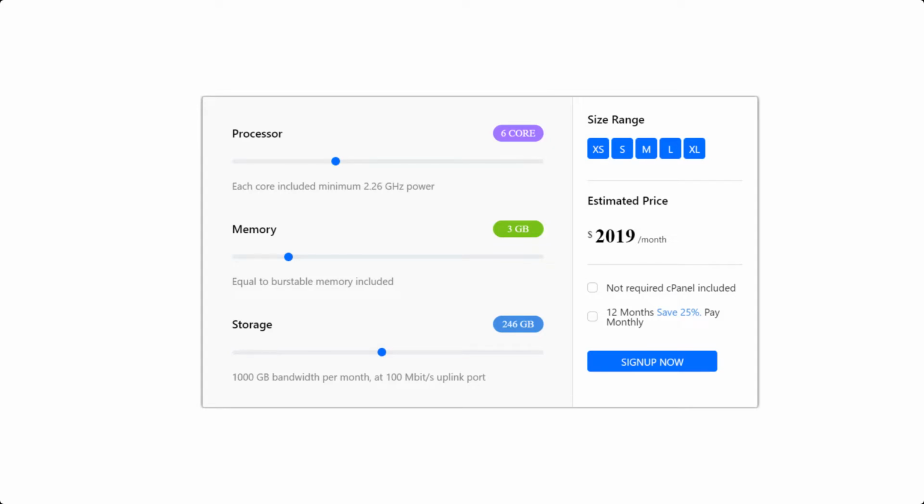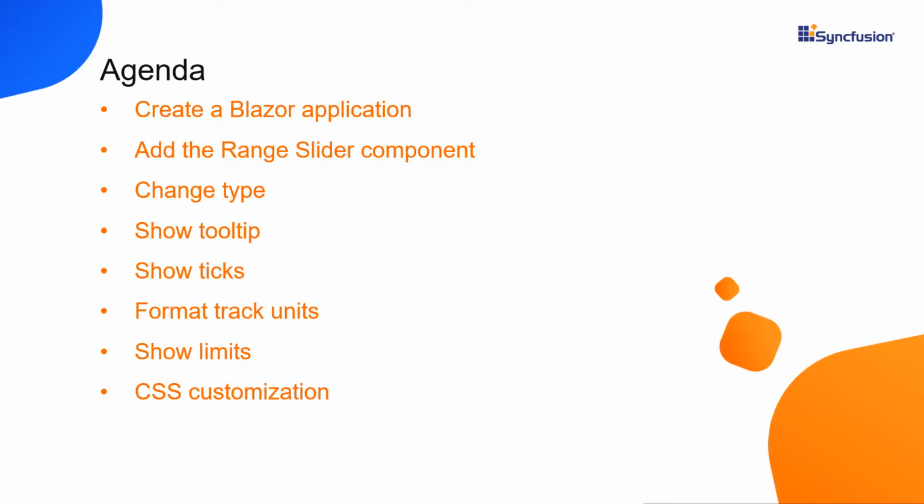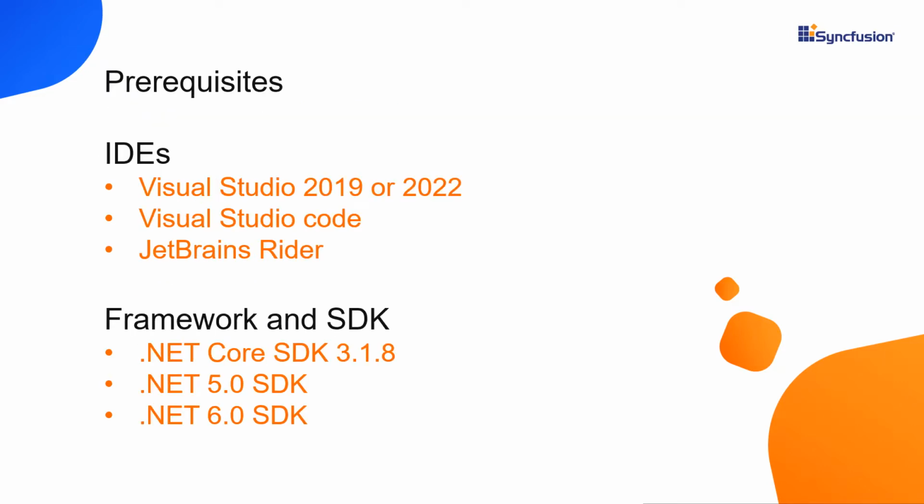In this demo, the slider is used for selecting processor, memory, and storage values. We will see how to configure the range slider component with a few of its basic features like binding values, applying ranges, types, tooltips, customization, ticks, formats, and limits. We will also see how to customize the range slider using CSS classes. Let me start with the application creation process.